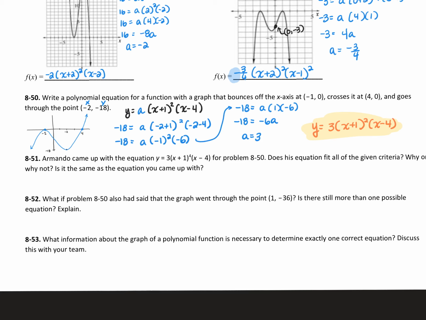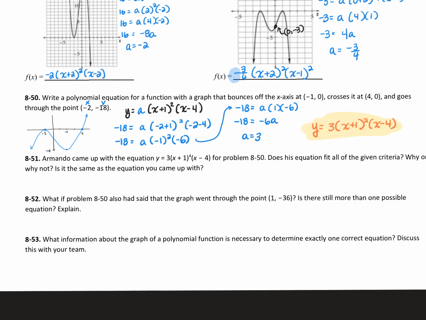You didn't need to do it because you know that it bounces off the x-axis, which means that you know that it has to have a power of 2 here. We also know that it crosses the x-axis at 4, which means it has to have a root of 4, which gives us a factor of x minus 4. And then we can use our point, -2, -18 for x and y, to solve for our stretch factor of 3, and then write our equation.